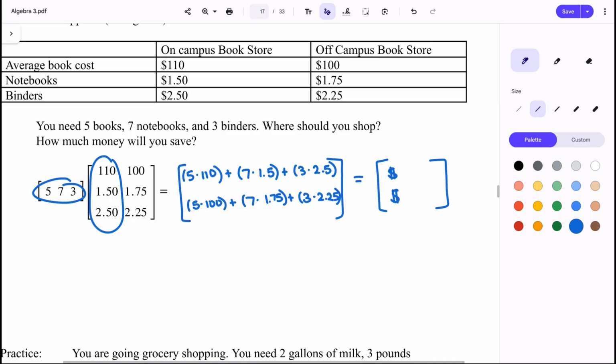For the first one, I got 568. Good. 568 for the first store. And then 519. Good. 519 for the second store. So which store is cheaper, the on campus or the off campus? Off, right? Because this first column of numbers was using all the prices from the on-campus bookstore. So it would be better to shop at the off-campus.